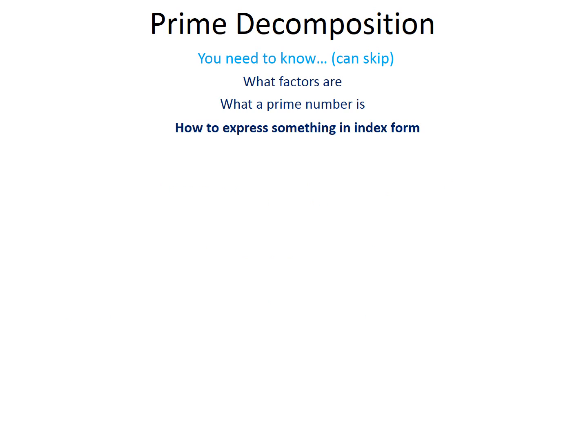And also we're going to be expressing numbers in index form, and remember that means if you had 3 times 3 and then times 5 times 5 times 5 times 5, you can put that into index form by using those little numbers up the top called index numbers. So this says there were 2 3s that we multiplied, and this says there were 4 5s that we multiplied.